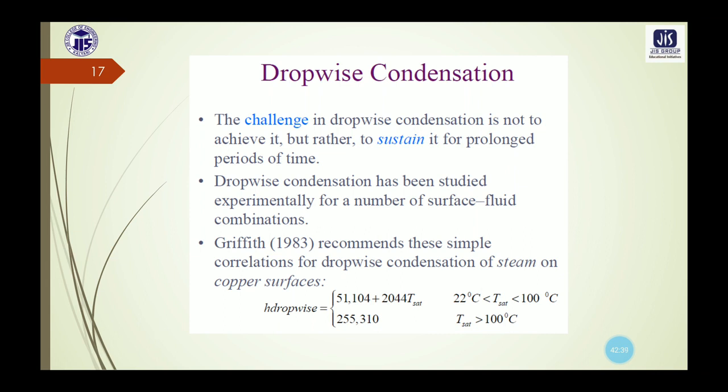So h dropwise, you can see, when the saturation temperature is 22 degrees centigrade to 100 degrees centigrade, then h dropwise is 51,104 plus 2044 T saturated, and when the T saturated value is greater than 100 degrees centigrade, then h dropwise is 255,310.